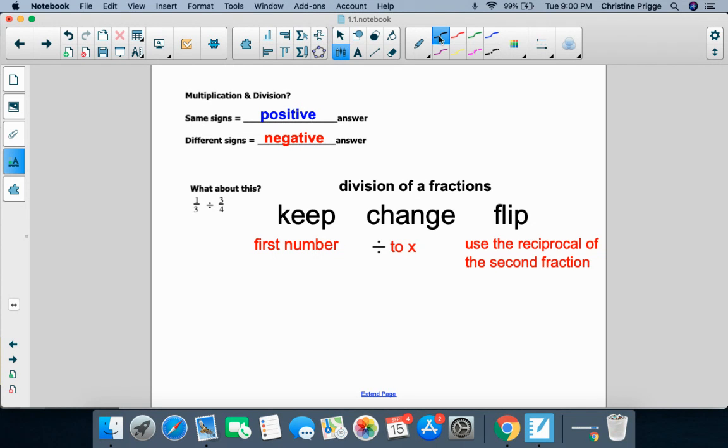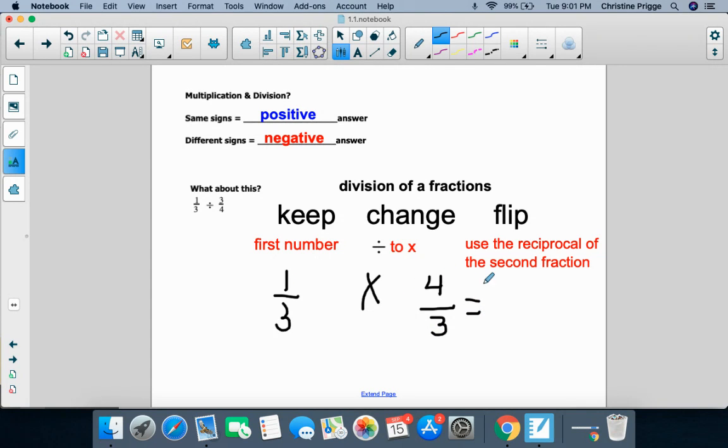So what is that going to look like? Well, keep the first number, 1/3, change division to multiplication, that's easy, 1/3 times the reciprocal, the flip, of 3/4. If I turn it over and use the reciprocal or flip it on its head or however we want to look at it, 3/4 becomes 4/3. Now I can multiply.